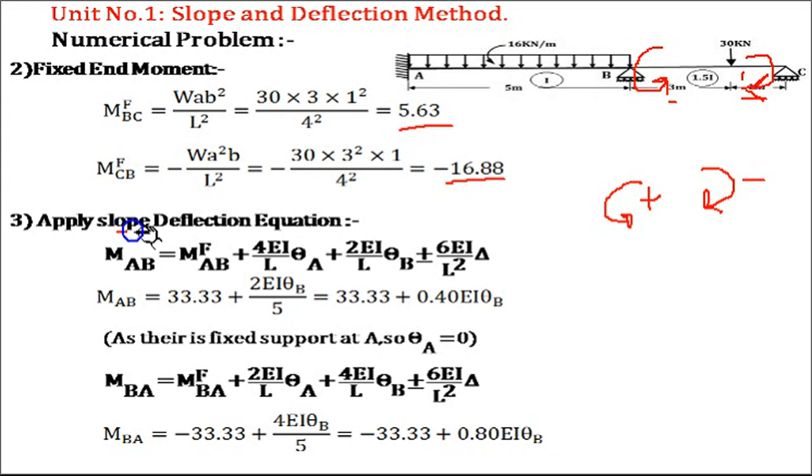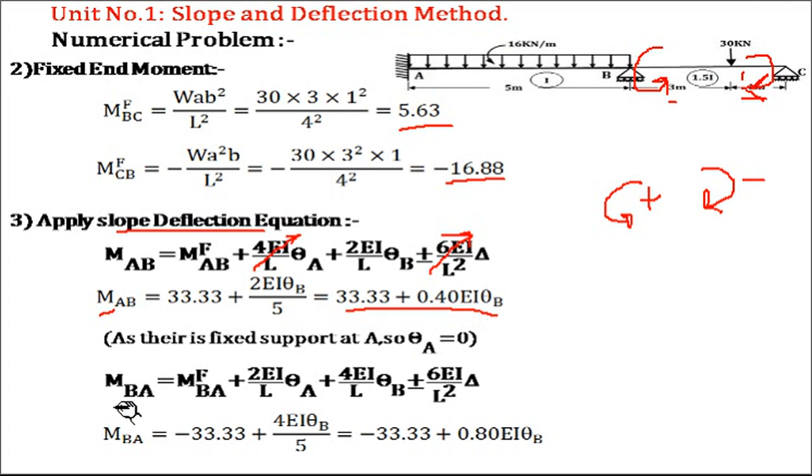Now the next step is to apply the slope and deflection equation. Already we know the slope and deflection equation. MAB equals MF AB plus 4 EI upon L theta A plus 2 EI upon L theta B plus minus 6 EI upon L square delta. Now as joint A is fixed support, the value of theta A is 0, and as there is no sinking of support, the value of delta will be 0. Now putting the value of fixed moment and length, we get the equation for member AB as 33.33 plus 0.4 EI theta B.